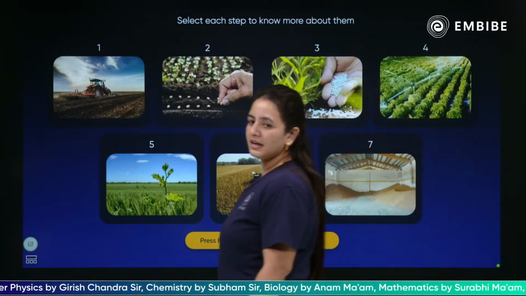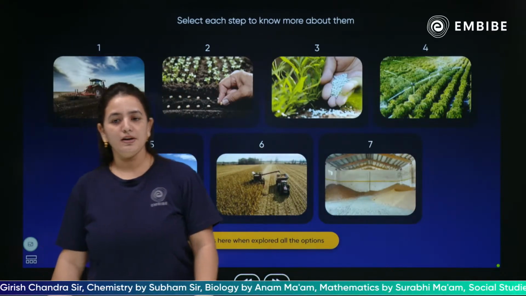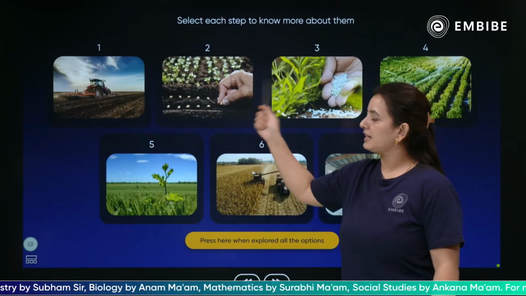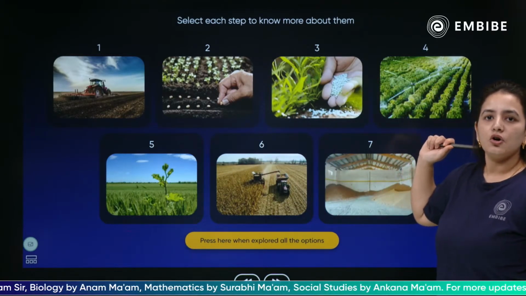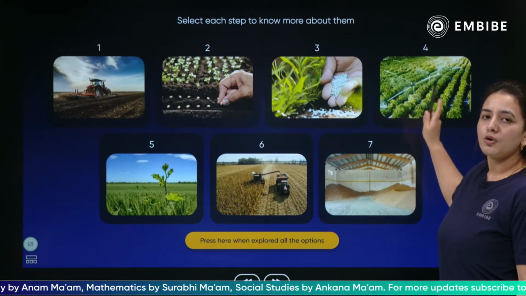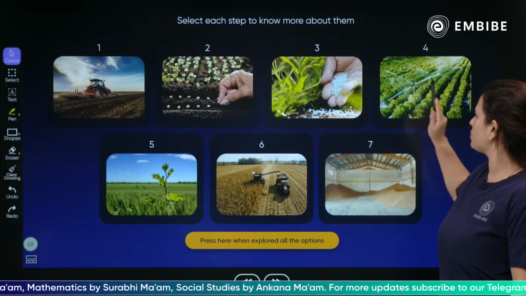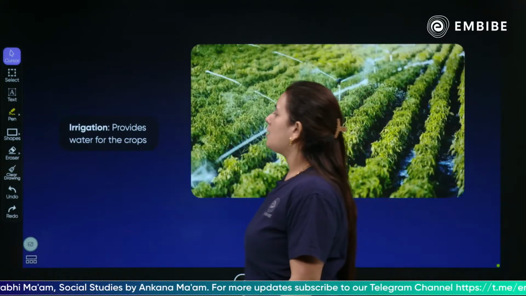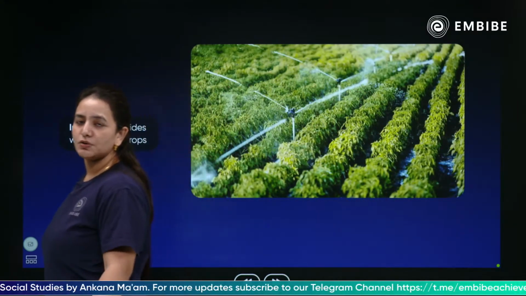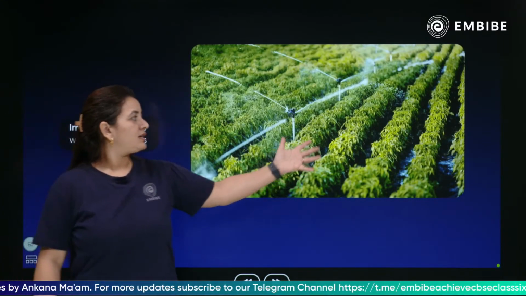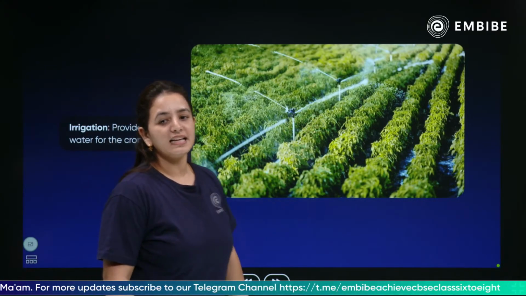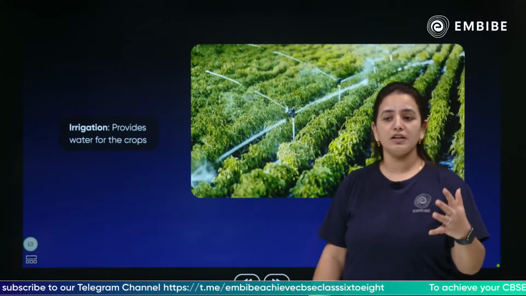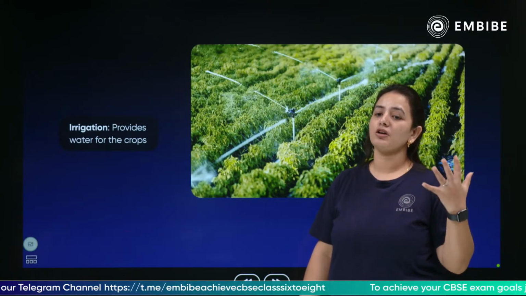Are the initial 3 steps clear? Everyone? First, second, third is clear? Okay. Moving forward to our fourth step, let's press on the fourth step. As I press, the fourth step involves the watering of the crops. Can you see this, children? This is how we water the crops, the irrigation method, providing water to the crops. Children, you know the water is absolutely necessary for the plant.